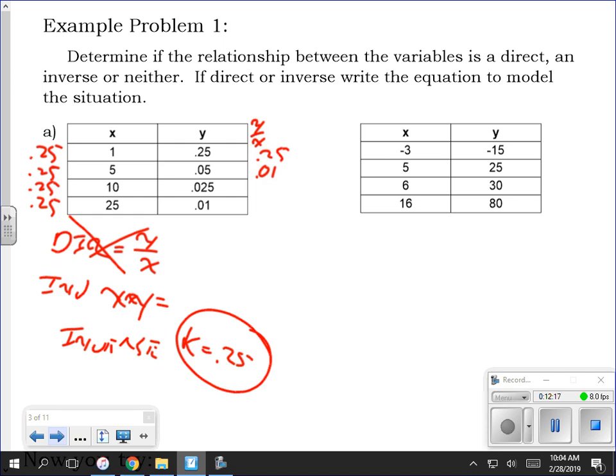And if that wasn't constant, it would be neither. You got 3 choices. It's direct, it's inverse, or it's none of the above. Divide them all, see if that works first. Multiply them all, see if that works. If neither one of them work, it's neither, and I'm good. Wait, they both work? No, it's one or the other. Or neither.